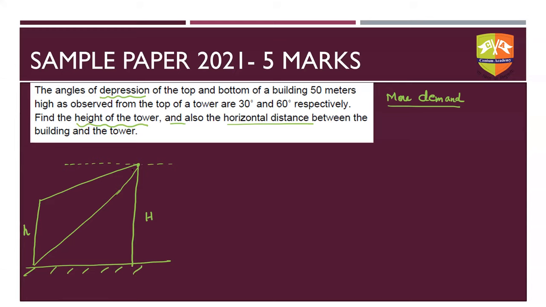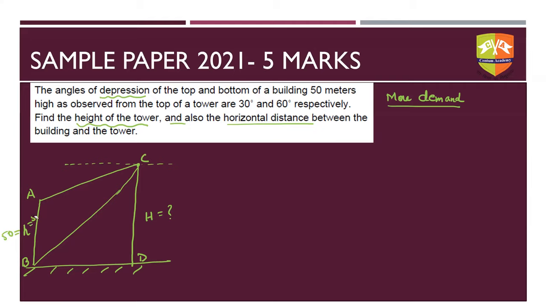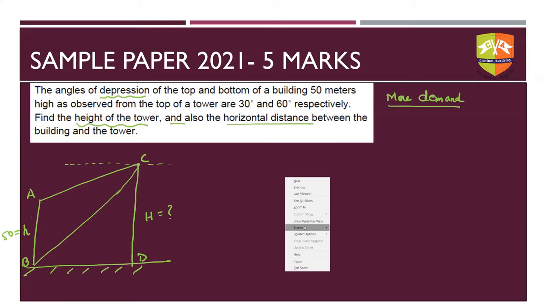Ground. Okay, let's name it. Let's say AB is the building, CD is the tower. And this is what they're asking. H is equal to 50. It's given. Now I'm writing it in a very wrong manner, but I don't have space here, but you guys would be having space. So don't do this kind of a drawing over there. It doesn't look good at all. So make it as neat as possible.